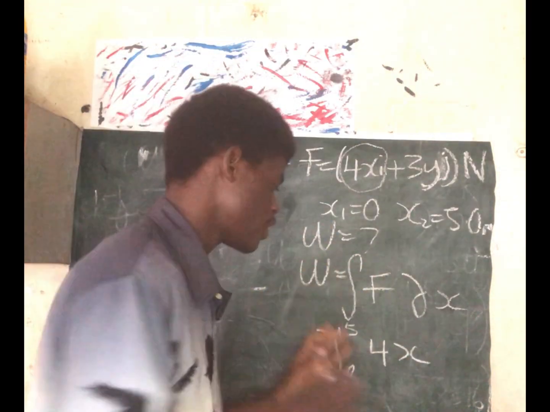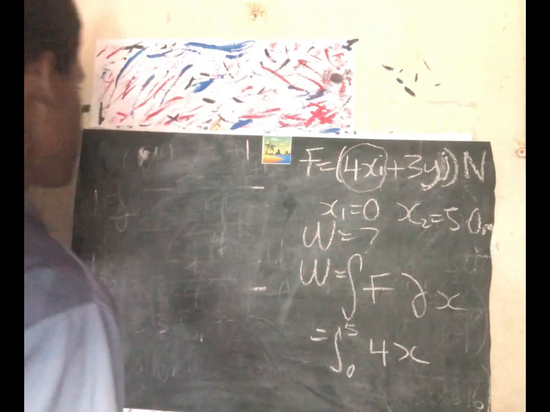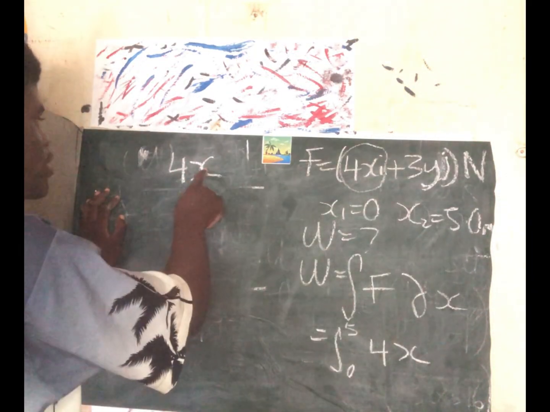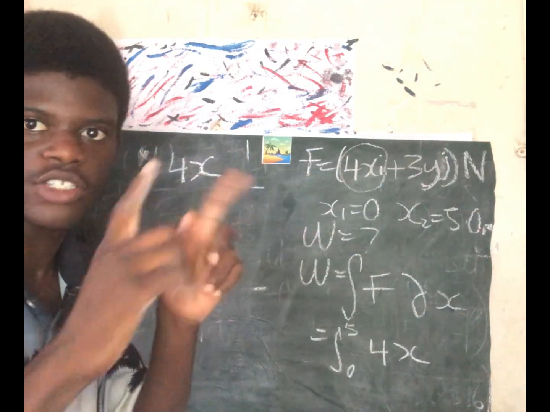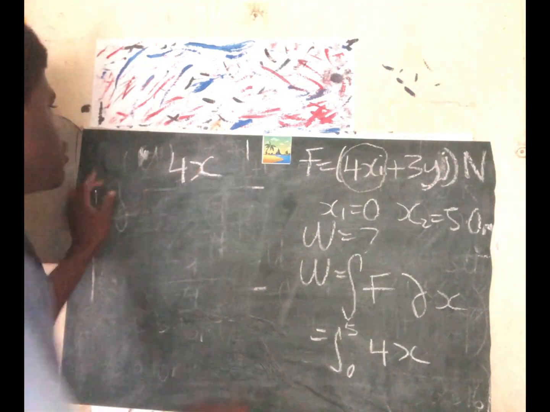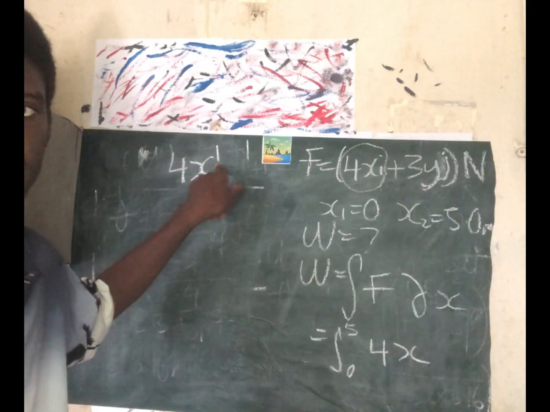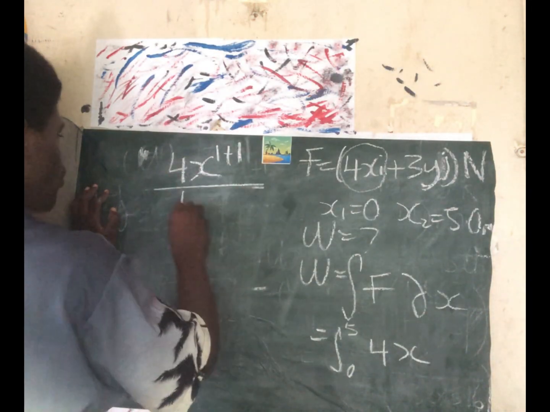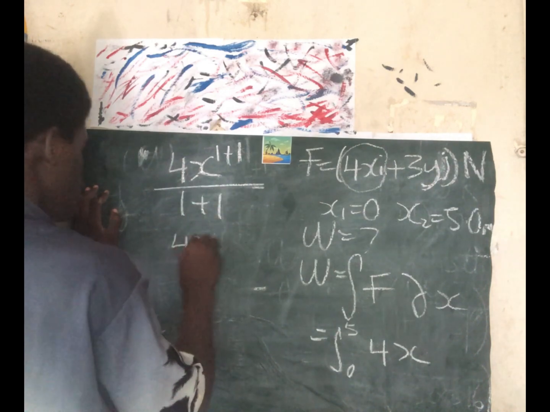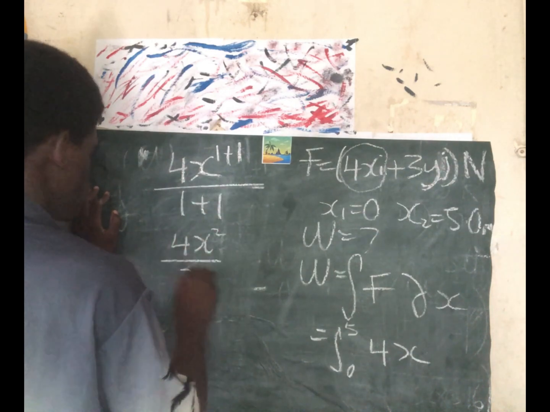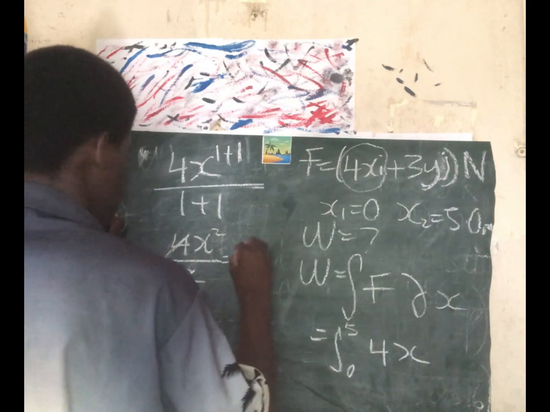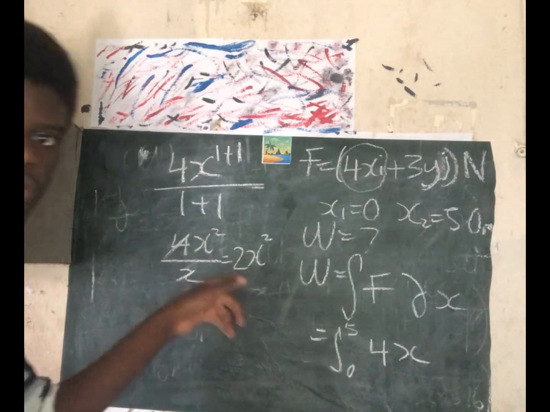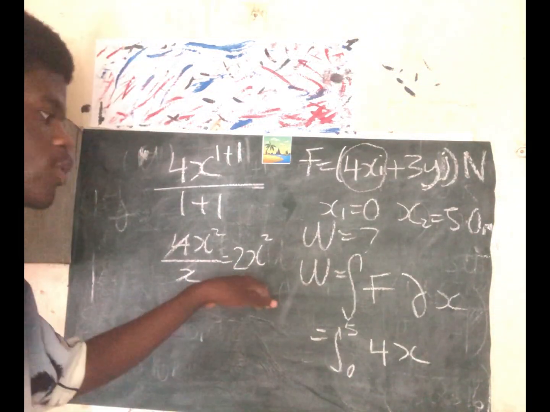The first thing you need to do is integrate this 4x. How do we integrate 4x? You know there's an invisible 1 here, because x itself is x raised to power 1. So we add 1 to the power, and we also divide by 1 plus 1. That will be 4x squared over 2, and that will be 2x squared. So we've gotten 2x squared.